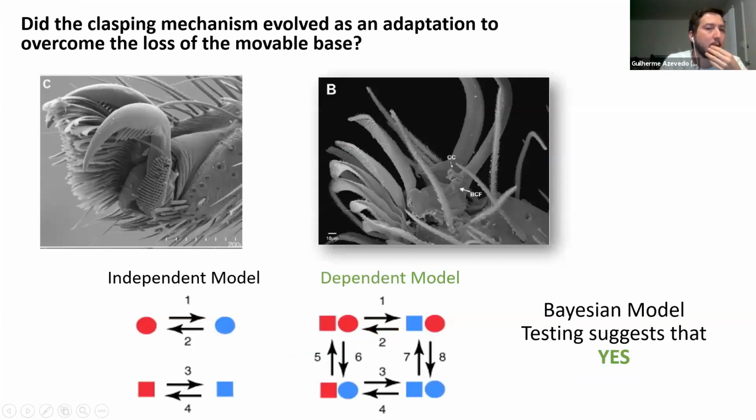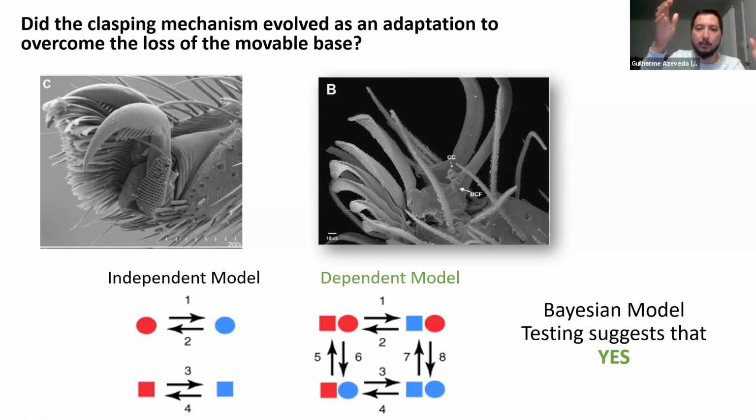We also tested the evolution of the clasping mechanism and the base. We have this base that is movable. Some species lost this base, so the seta is attached and not movable. So it could be harder for the spiders to remove it. And other species, as an alternative, developed these clasping mechanisms that would help to grasp the seta. So we were thinking if this would be a way to overcome the problem of losing the base.